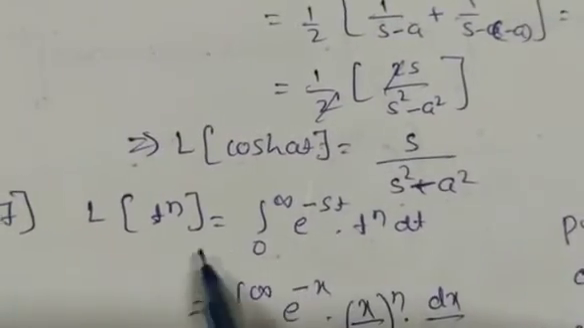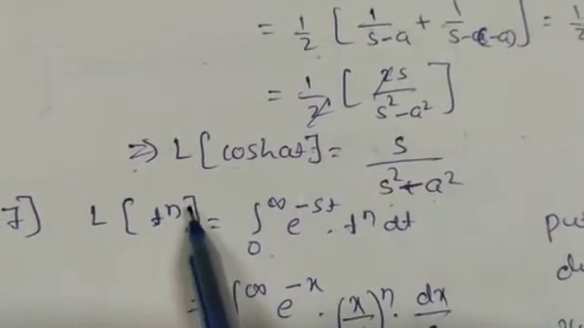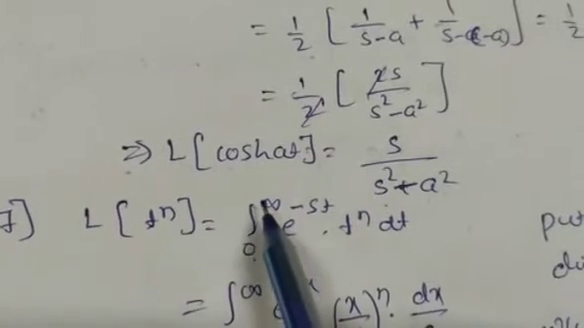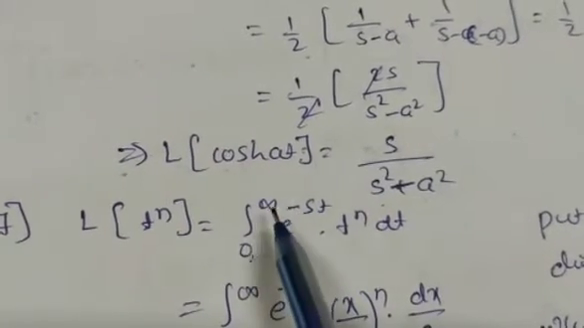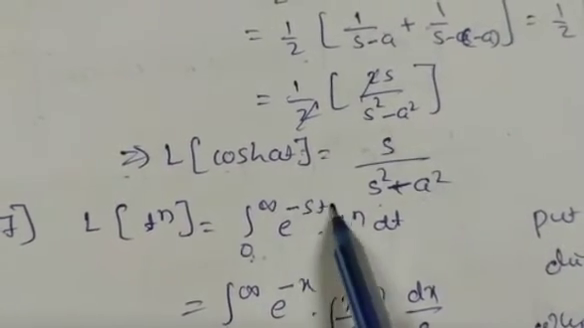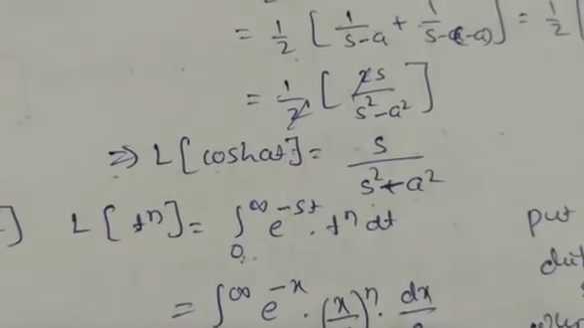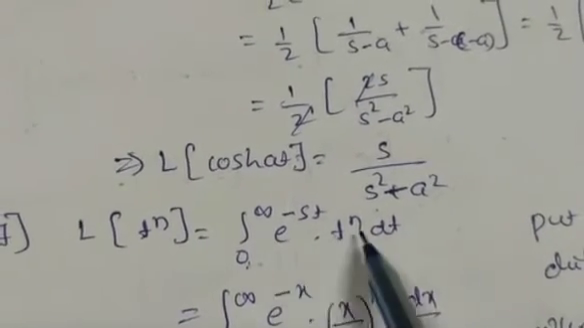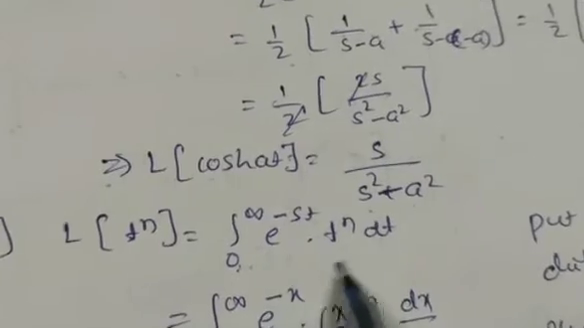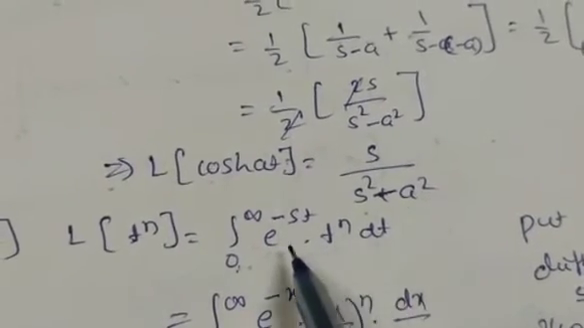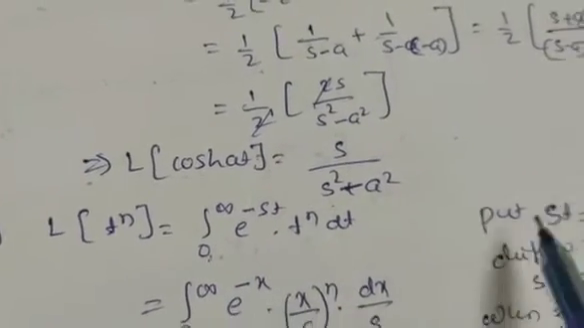Let us take one more result: the Laplace transform of t raised to n. So let us apply the definition. It is the integration from 0 to infinity of e raised to minus st into t raised to n dt. So here both are functions of t. We have to apply integration by parts, otherwise we use some substitution.